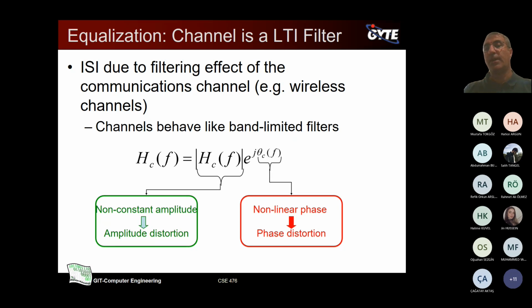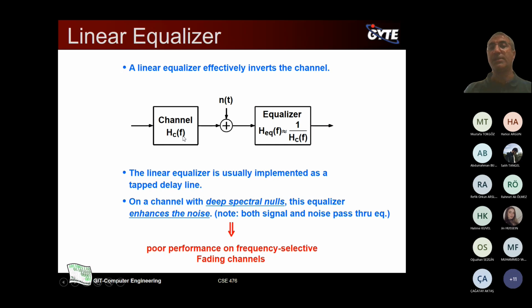Because this ISI happens due to the channel, and the channel behaves like a band limited filter, as you see, you can think of an equalizer as effectively inverting the channel. So you undo the effects of the channel. That's called an equalizer. But this equalizer has some poor performance, especially when a frequency selective channel is experienced.